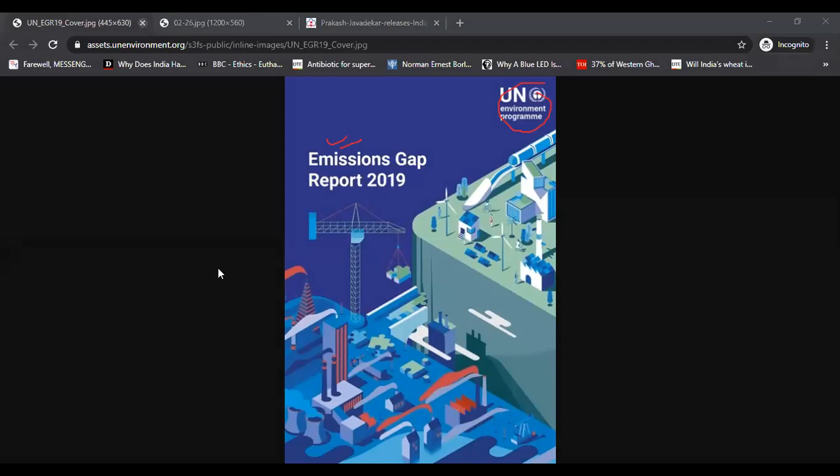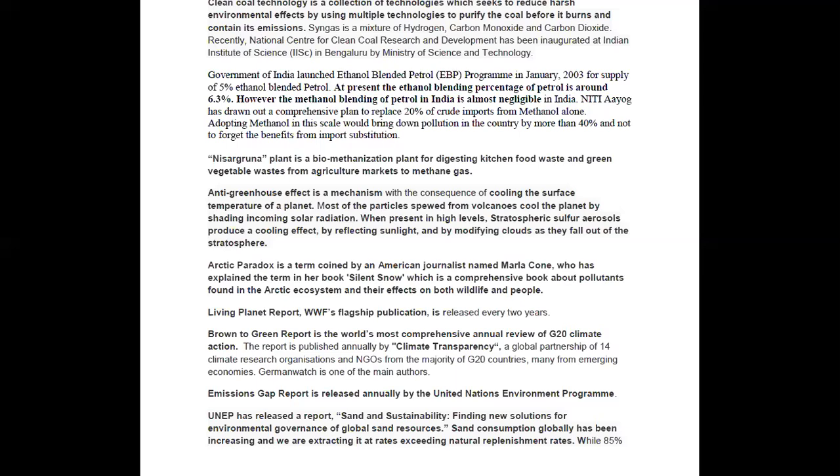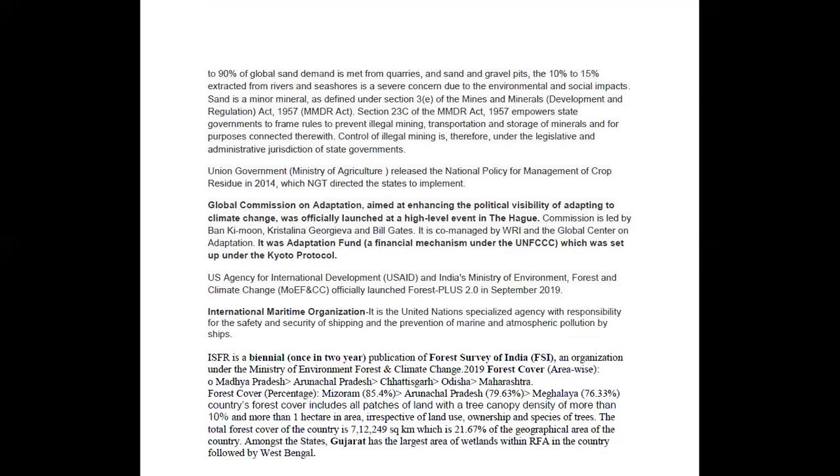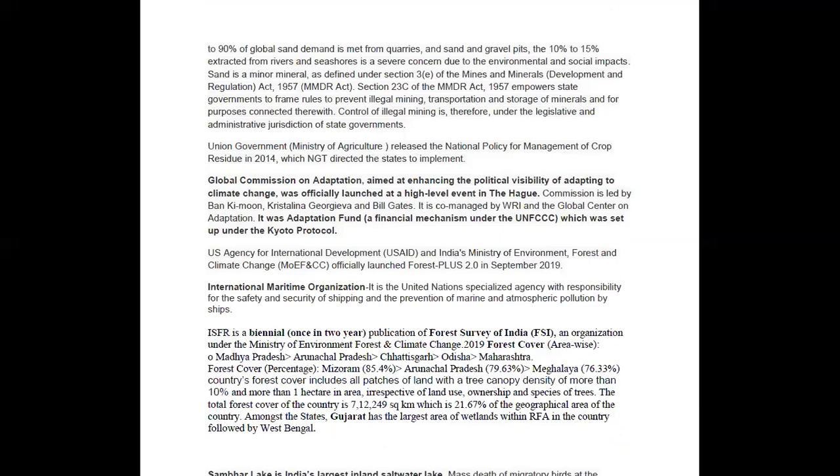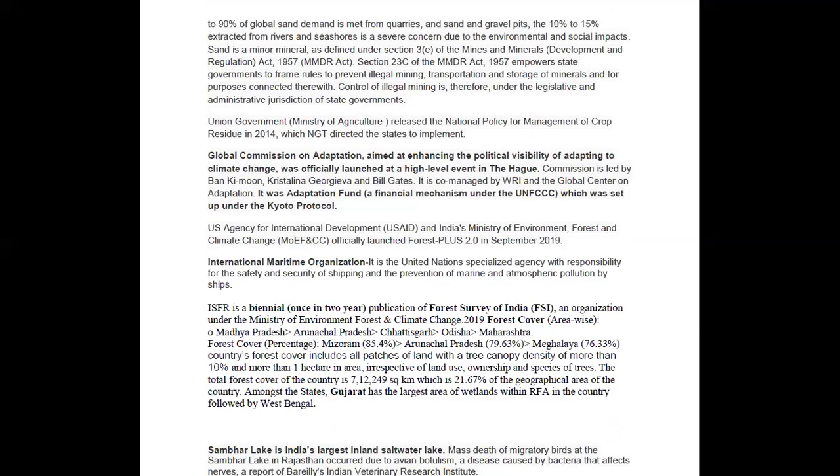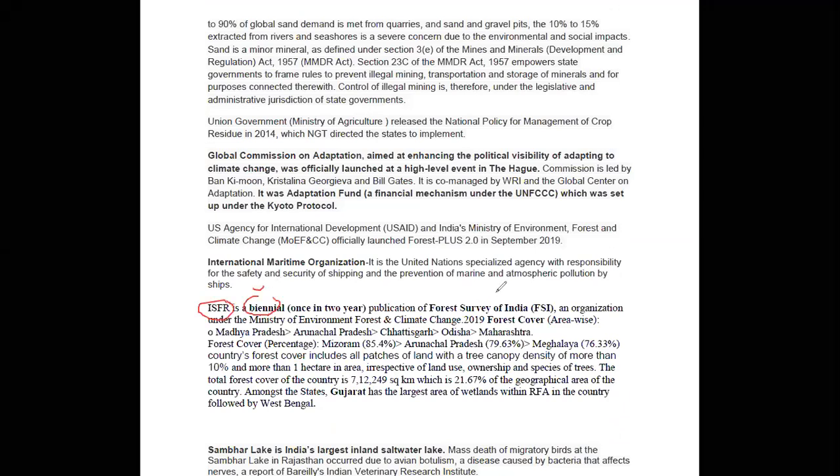Now we'll talk about the India State Forest Report. That is also very important, and there are certain data associated with that. So we'll have a look at those data, those figures, because they're very important from an exam perspective. So first of all, let's see certain facts associated with that report. We have talked about the Emission Gap Report and the Living Planet Report. Now let's talk about ISFR, that is the India State Forest Report. Again, it is a biennial report. That means once in 2 years it will be published. Who publishes it? FSI, Forest Survey of India, which is under MOEFCC.